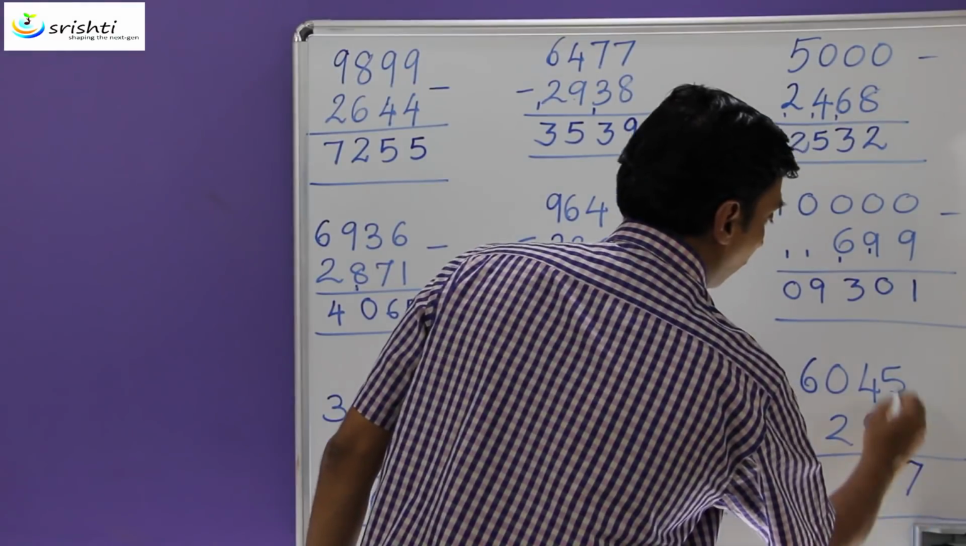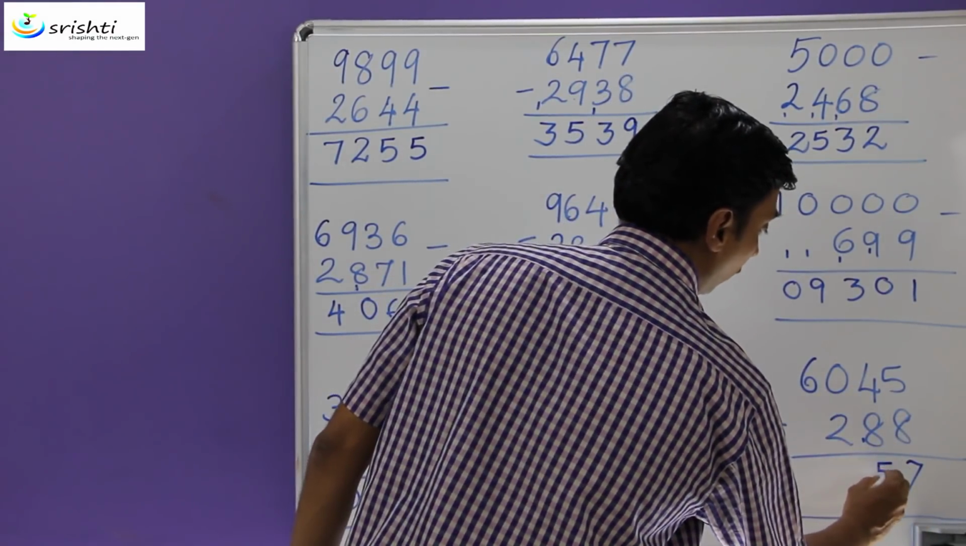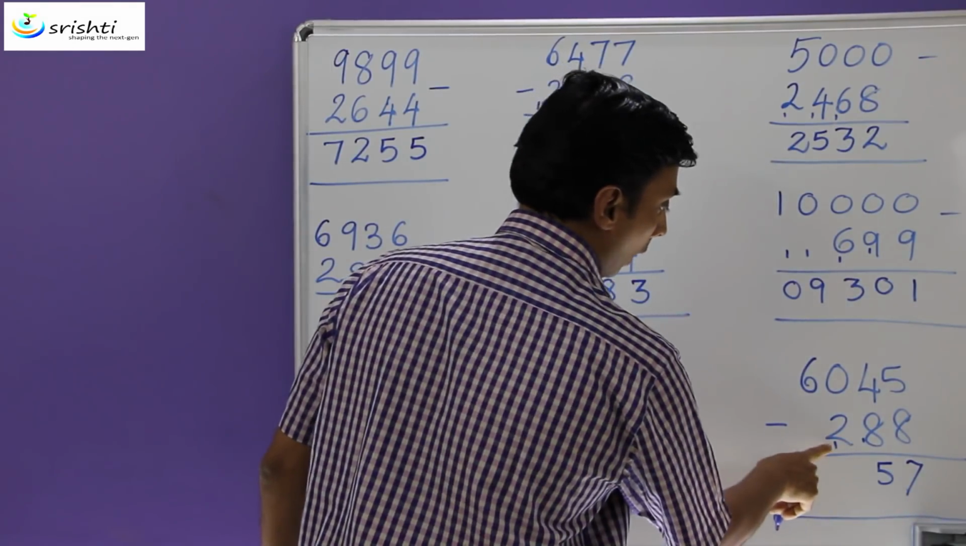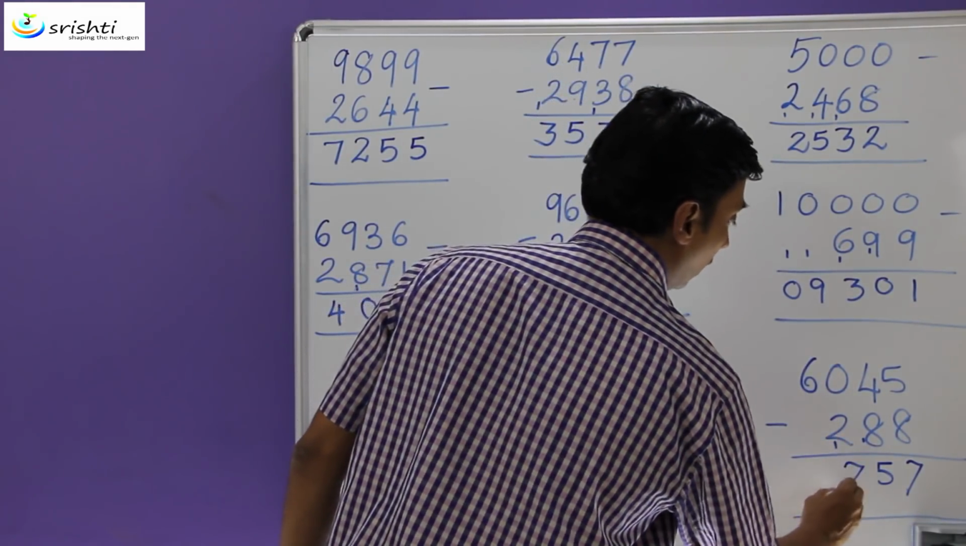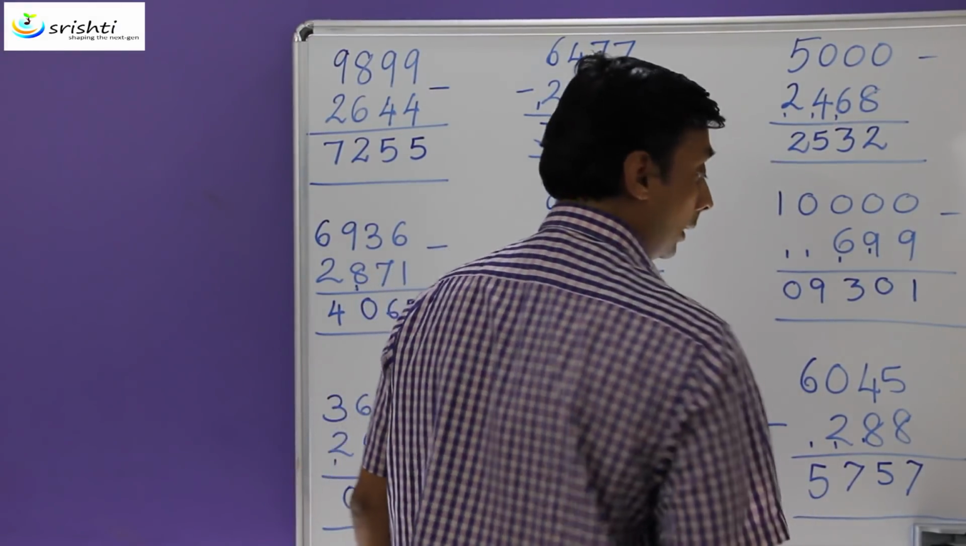7 plus 8 is 15, 1 carried. 1 plus 8 is 9. 9 plus 5 gives me a 14, 1 carried. 2 plus 1 is 3. 3 added with 7 gives me a 10, 1 carried. 1 plus 5 is a 6.